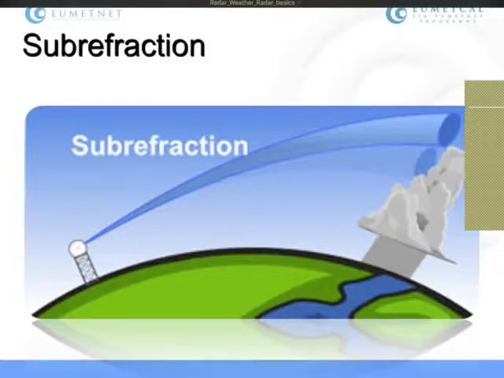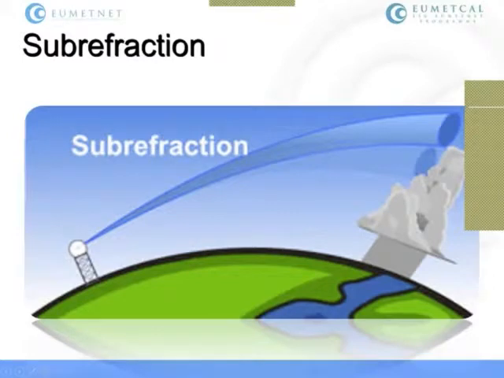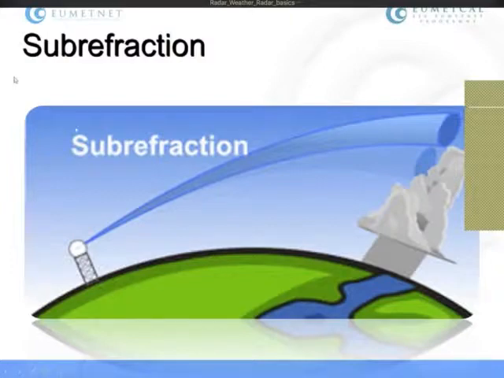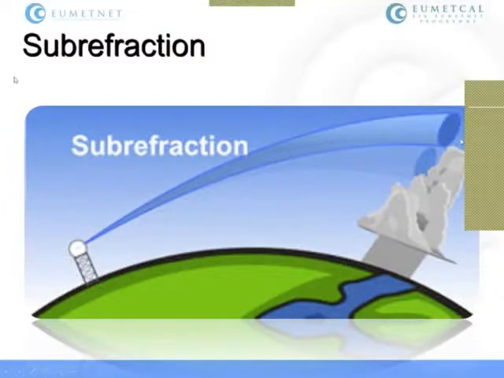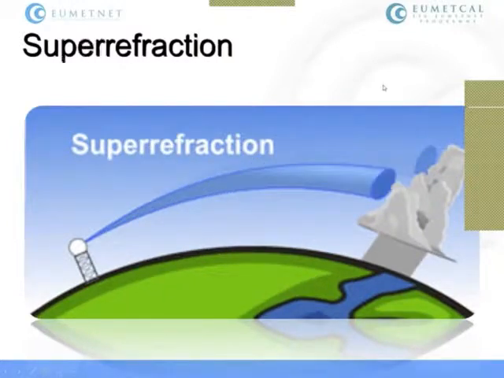I will go very briefly on that. In the case of subrefraction, you can see here that the main beam is propagating higher. So, for example, the beam can overshoot the clouds and we will have no information on the radar.